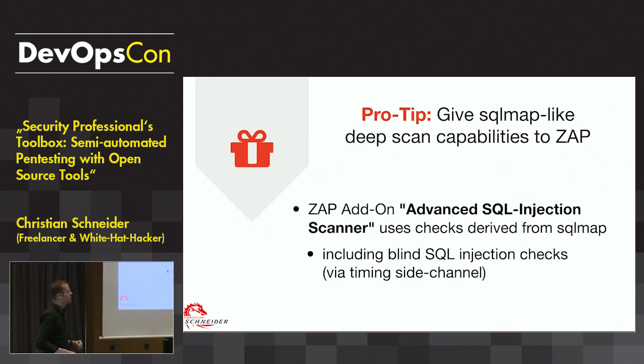As I mentioned a few slides ago in the ZAP area, you can extend it from the marketplace with a set of plugins. And there's one very nice plugin, the Advanced SQL Injection Scanner plugin, which enhances all those active scan capabilities of every parameter of every request in ZAP with the same or almost the same detection capabilities that SQLMap has. That's a very nice combination.